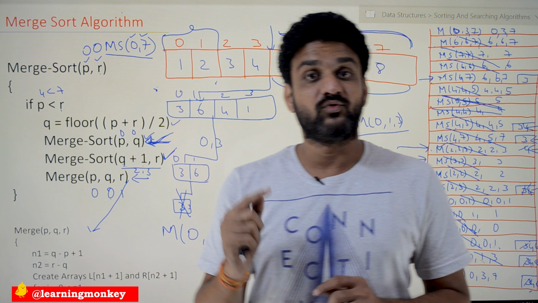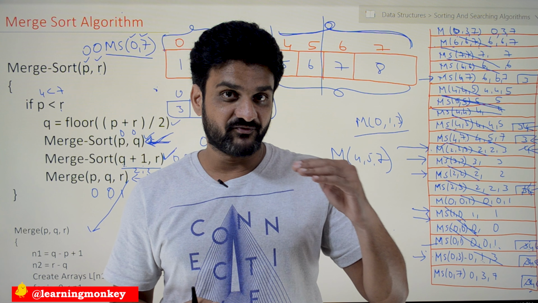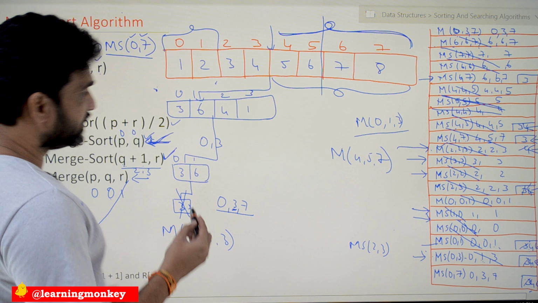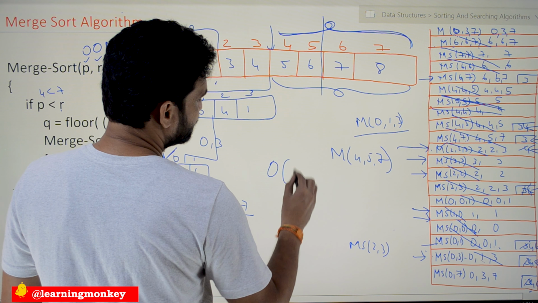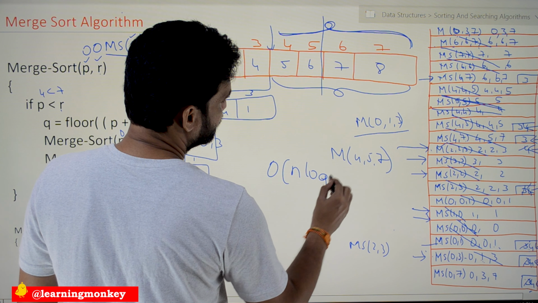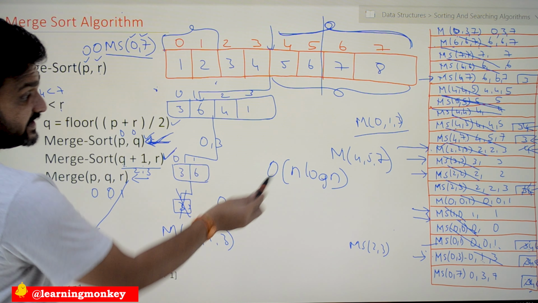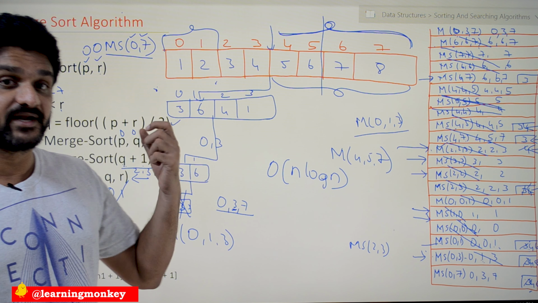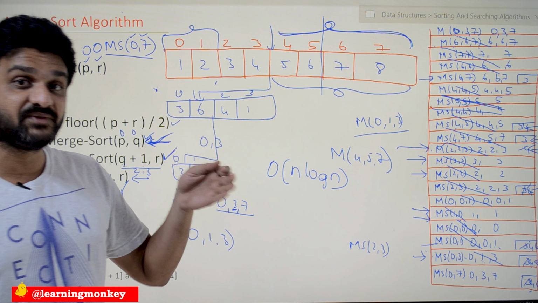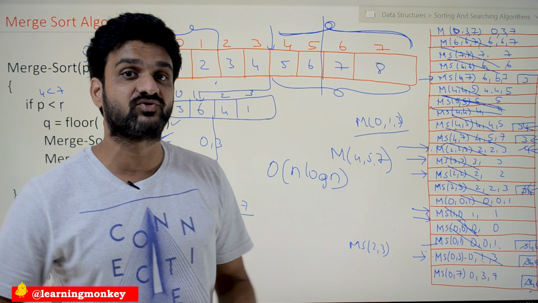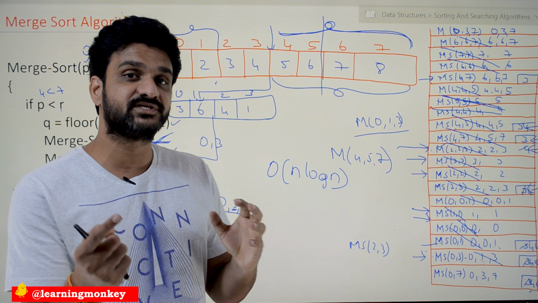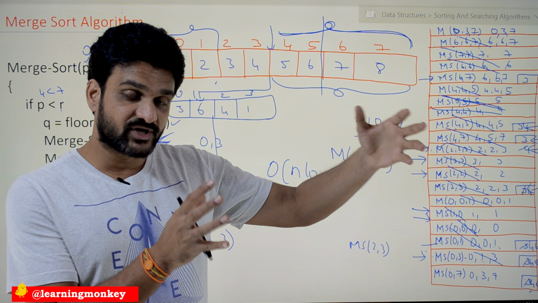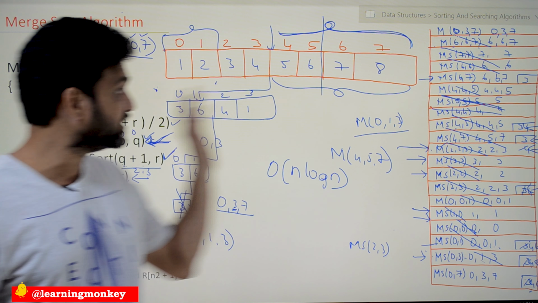Before that, what is the efficiency of merge sort? For the worst case, best case, or average case, the efficiency of merge sort is big O of n log n. The detailed explanation of how we get the efficiency of merge sort as n log n has been made in our design and analysis of algorithms course. If you want more about this efficiency, you can watch that video also, where you can clearly understand how we analyze this algorithm.